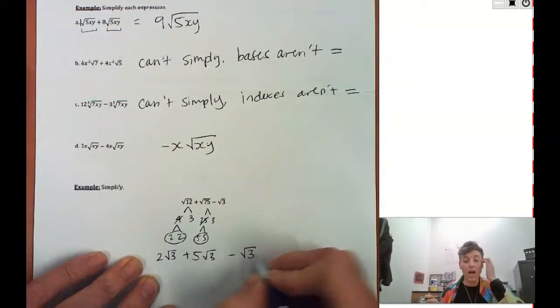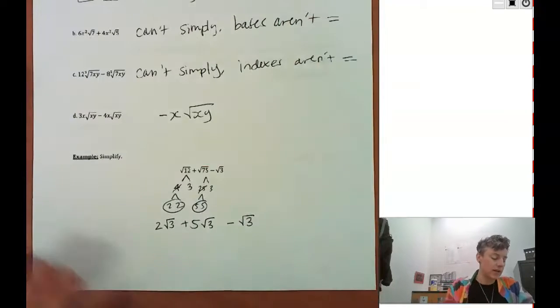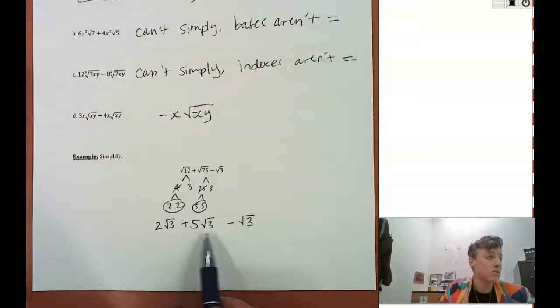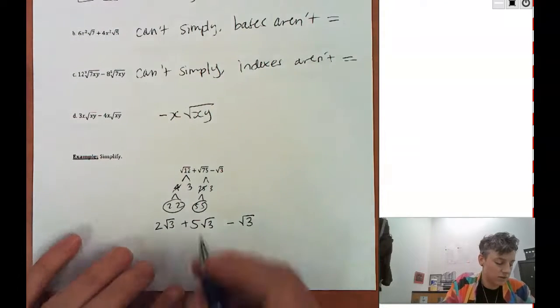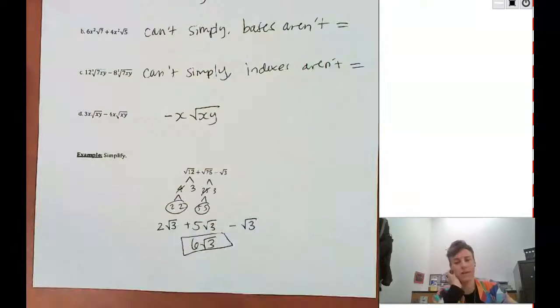Now they all have the same index, 2, and the same base, 3. We can simplify. 2 square root of 3 plus 5 square root of 3 is 7 square root of 3, minus 1 square root of 3 is 6 square root of 3. That was pretty. I enjoyed that immensely. Let's do some more stuff with it, shall we? We shall.